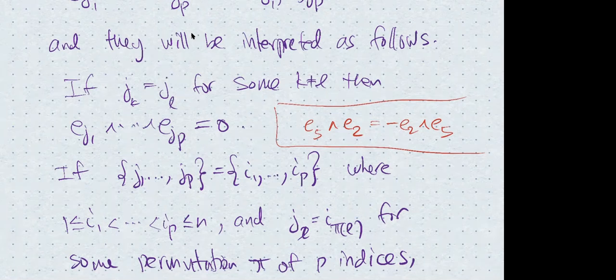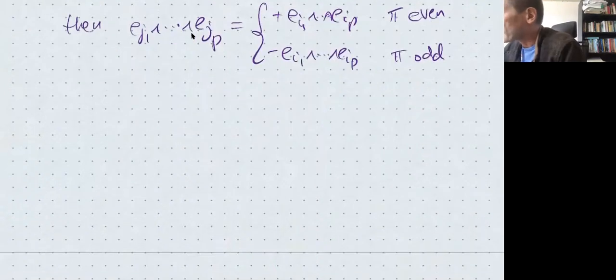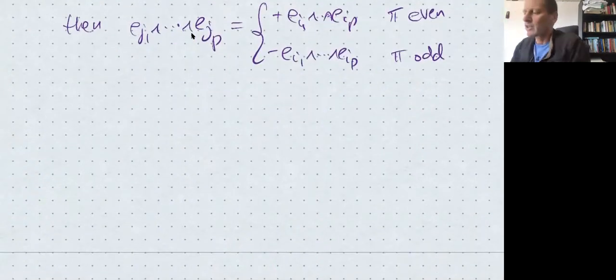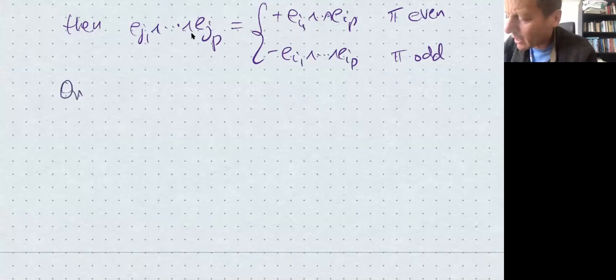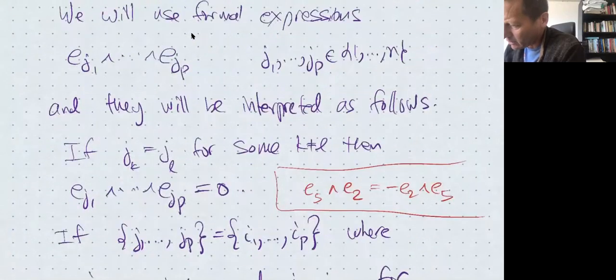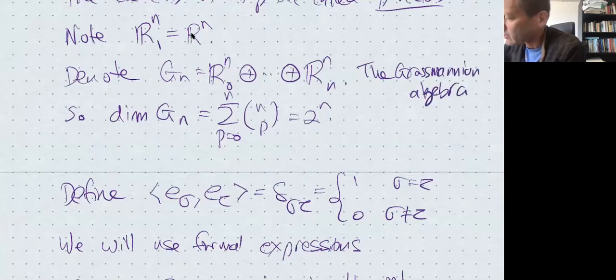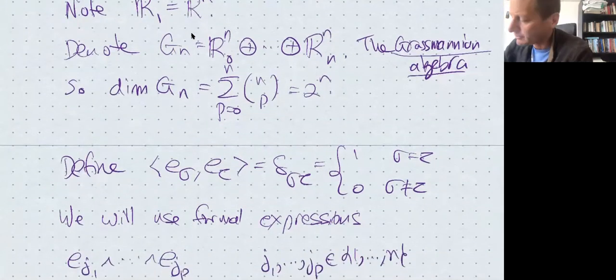So that's the space. That's a space as a vector space with an inner product. This Gn is called the Grassmannian. I should have said that earlier. This is the Grassmannian, the Grassmannian algebra. You'll see why it's called the Grassmannian, and why it's called an algebra, in a second. But right now it's a vector space with an inner product.